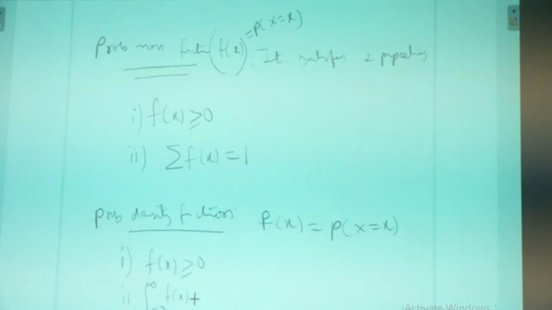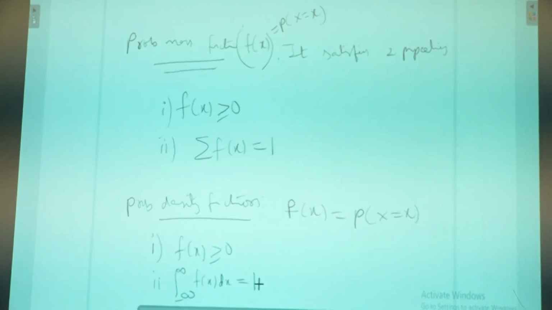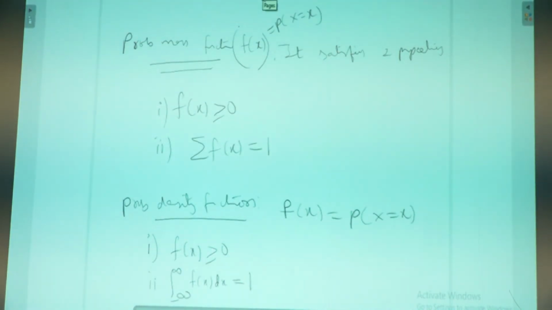Dealing with discrete, there comes summation. When we are dealing with continuous, there comes integration. In both the cases, probability should be greater than or equal to 0, and the sum of the individual probabilities is equal to 1. In the discrete sense, the sum is given by summation. In the continuous sense, the sum is given by integration. That is the only change. Both are denoted with small f of x only.